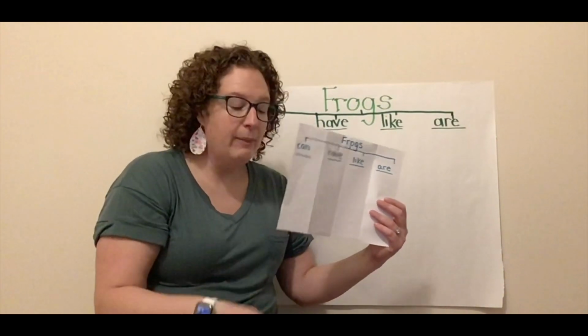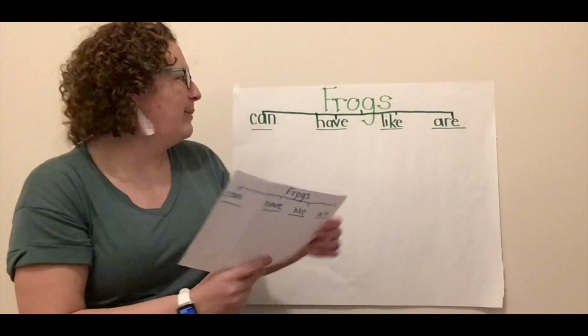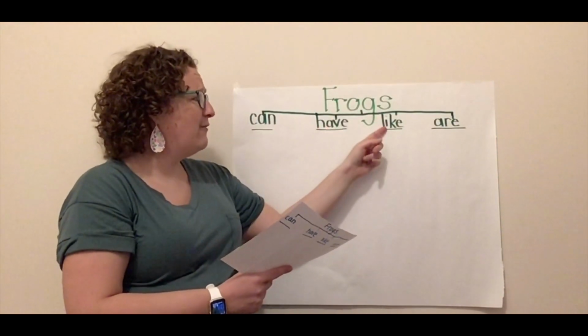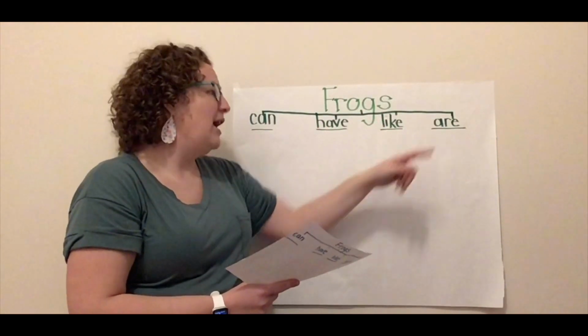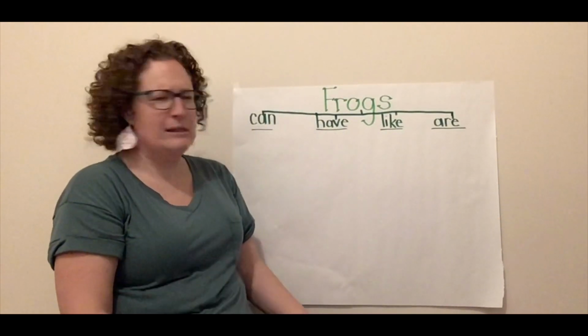So we're going to think back to when we read the book Frogs, and we're going to think about what frogs can do, what frogs have, what frogs like, and what frogs are. So they will help us fill in our sentence. It's almost like a little sentence.